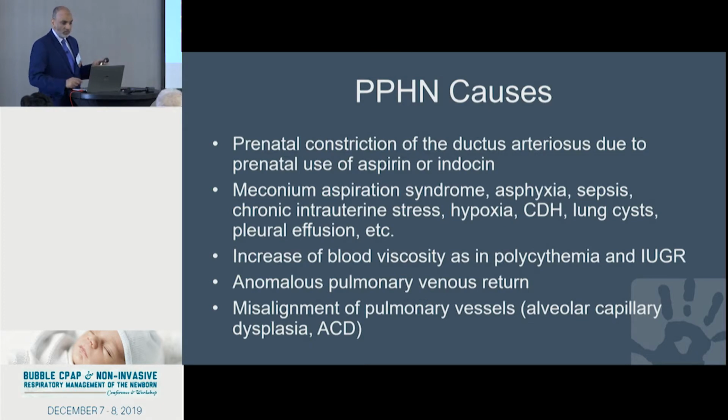The causes are multiple, either prenatal, such as using certain drugs, especially indomethacin, which we use to prevent or abort premature labor, or even the use of aspirin in the past, meconium aspiration syndrome, increased plasma viscosity, and anomalies of pulmonary venous return. But I really wonder, do we really see as much pulmonary hypertension as we used to see in the past?